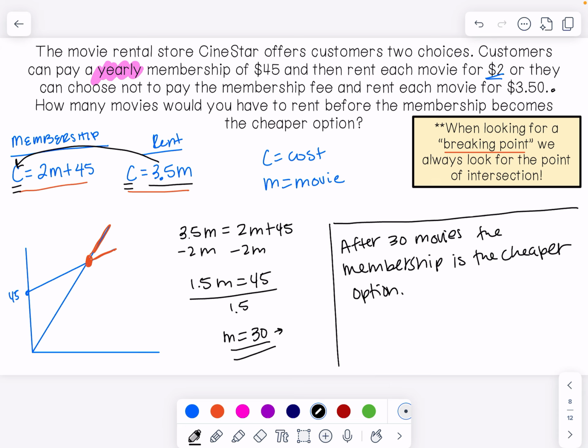So, reading the problem, setting up my two equations based off of it, choosing variables that make sense in the context, and then solving it. This part was extra, the graph over here, but often the graph might help you see what you're doing.